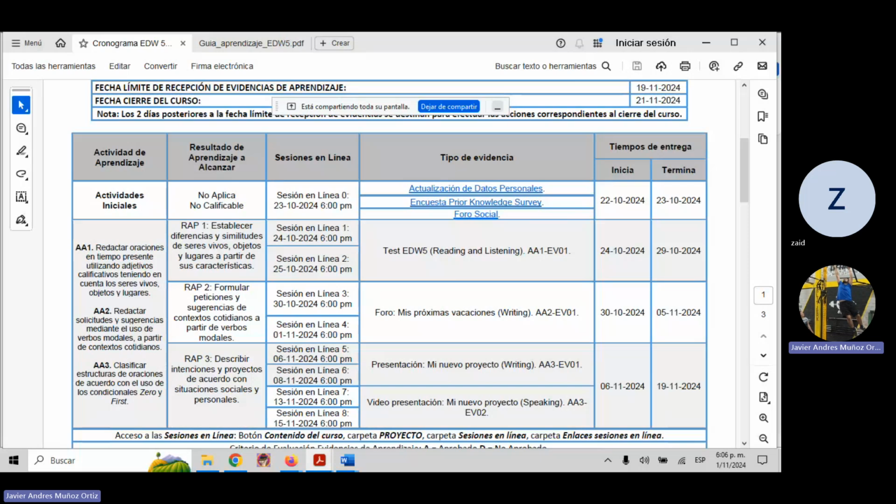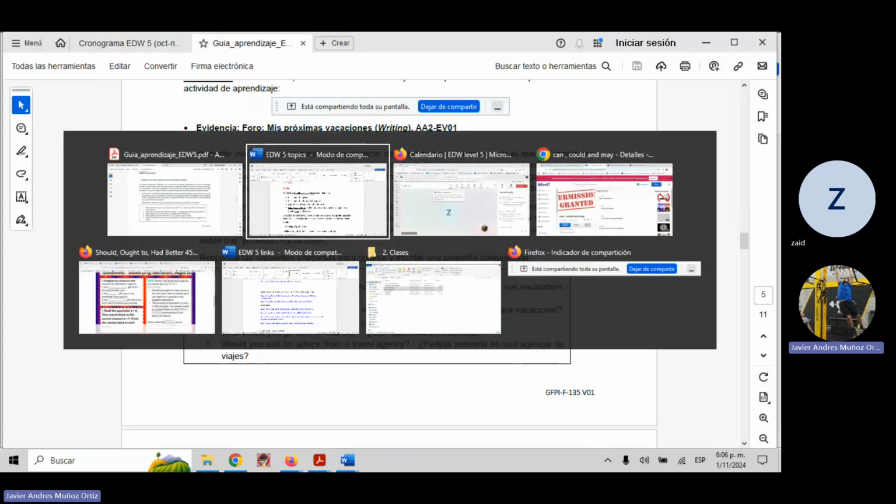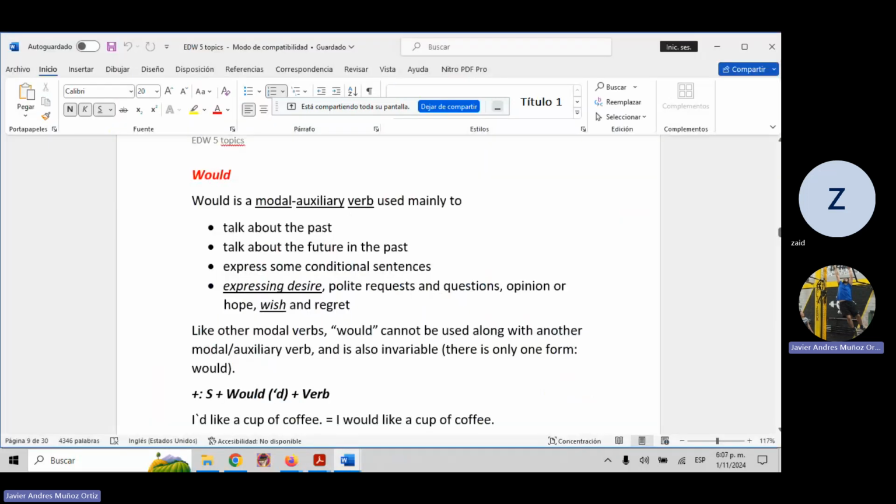We also said last time that, because of the learning guide and the objective of the evidence, which is about a forum, mis próximas vacaciones, we are going to reply to these questions. When would you request your vacation for work? How many days would you have for vacation? Where could you go on vacation? And so on. This is why we studied modal verbs, and we studied them with the verb would.